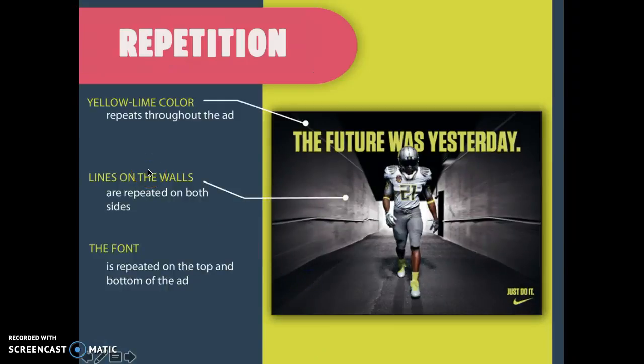repetition. The yellow lime color is repeated throughout the ad, as you can see here at the top and then here at the bottom. These lines on the wall are repeated on both sides of the ad, and the font is repeated here at the top and then at the bottom.